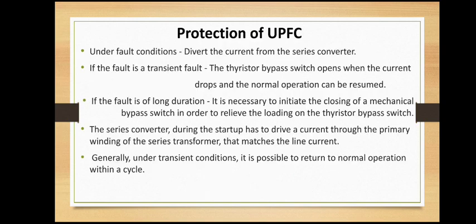Protection of UPFC. We all know that the protection of UPFC can be done mainly by turning off the gate pulse of GTOs. When the line current increases rapidly, that is above the critical level under fault condition, it is necessary to divert the current from the series converter. Okay, and then the bypassing of the converter is done within microseconds.